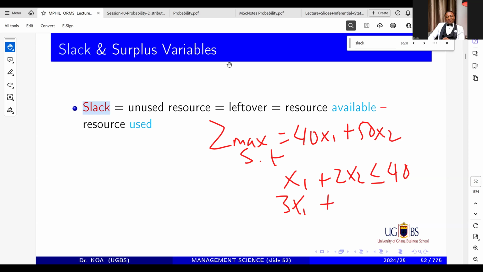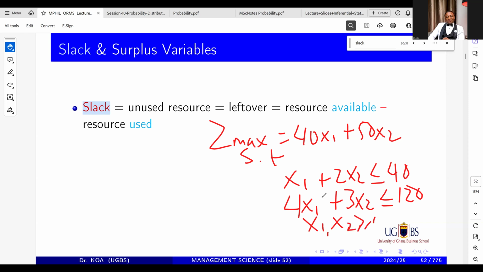Is it 4x1 plus 3x2, or 3x1 plus 4x2? Which one? Can you type it there for me? I think it's 4x1. 4x1 plus 3x2 less than or equal to 120. Then your non-negativity constraint. So for those of you who remember, can you type there whether it's 3x1 plus 4x2.